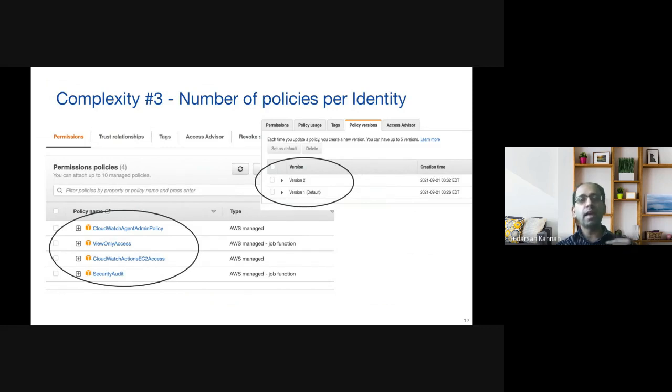If you take any identity, an identity could have 10 policies at the maximum, right? That's a default. But you can pick up a phone and call AWS and say, can you increase the limit beyond 10 policies? They can do it. So theoretically, you're allowed to have more than 10 policies, right? But let's just talk about 10 policies.